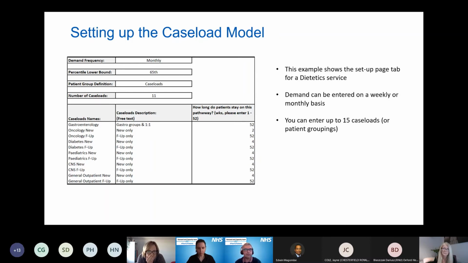You can then specify your different patient groupings here. And in this case, we've got the caseload selected. You'll see also here that there's 11 caseloads selected. The model gives the option to select from 1 up to 15 different caseloads or patient groupings.